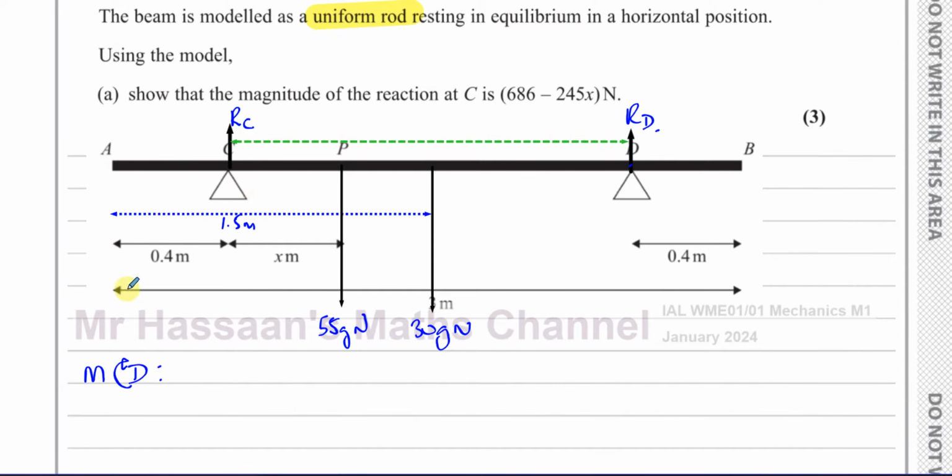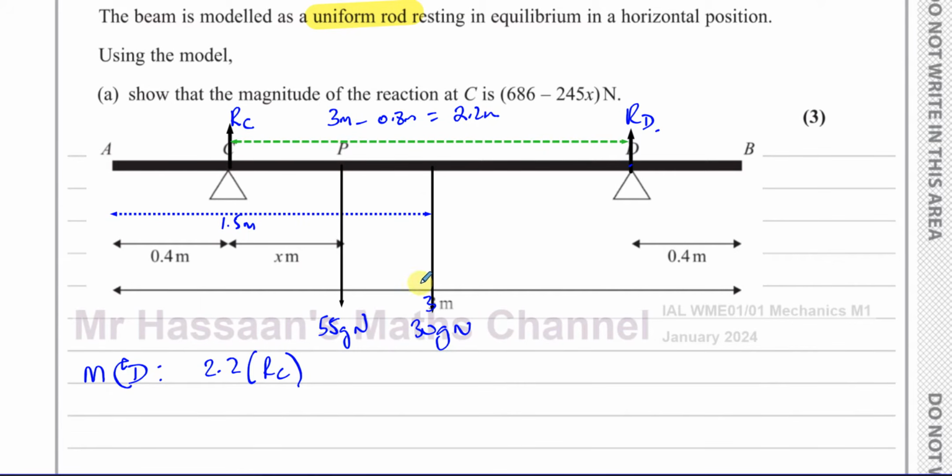Now I know that the whole length of the whole beam is 3 meters. And I know that this part is 0.4 and this part is also 0.4. So the distance between the two pivots is going to be 3 meters minus 0.8 meters, because you got 3, the whole thing, minus 0.4 minus 0.4, that's minus 0.8. That's going to be 2.2 meters. Okay, so the clockwise moments about D is going to be 2.2 times RC. And that is what I have to find, RC in the end.